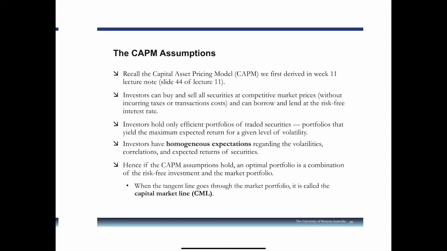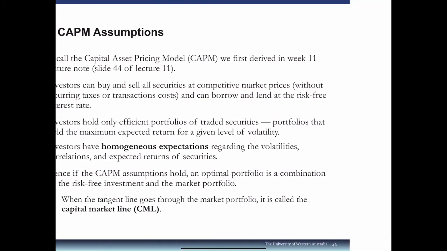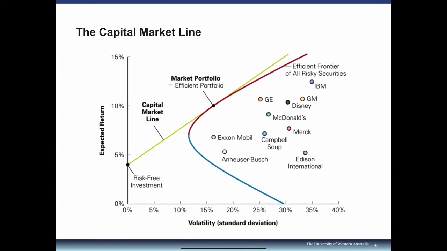And when a tangent line goes through the market portfolio, it is called the capital market line. The capital market line is a tangent line that goes through the market portfolio and the risk-free investment, which in this case is illustrated as the green line over here.